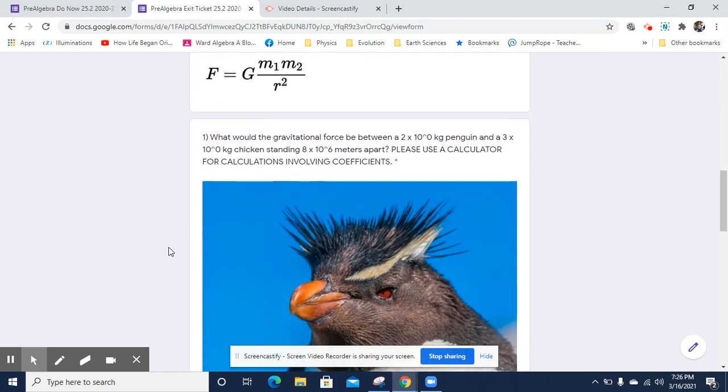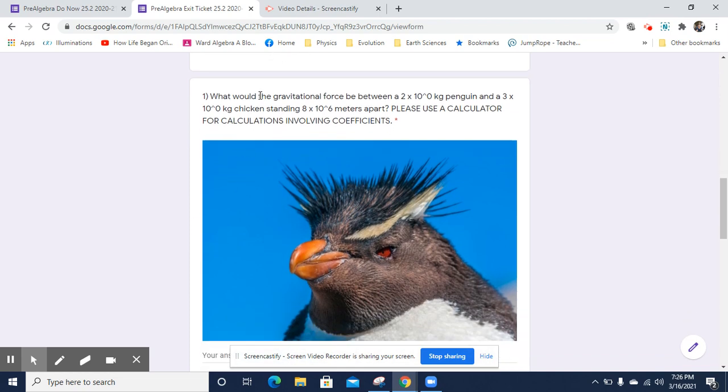So here we have a penguin. What would the gravitational force be between a 2 times 10 to the 0 kilogram penguin and a 3 times 10 to the 0 kilogram chicken standing 8 times 10 to the 6 meters apart? That's basically standing the chicken around the equator, maybe a little south of it, and the penguin somewhere in Antarctica.